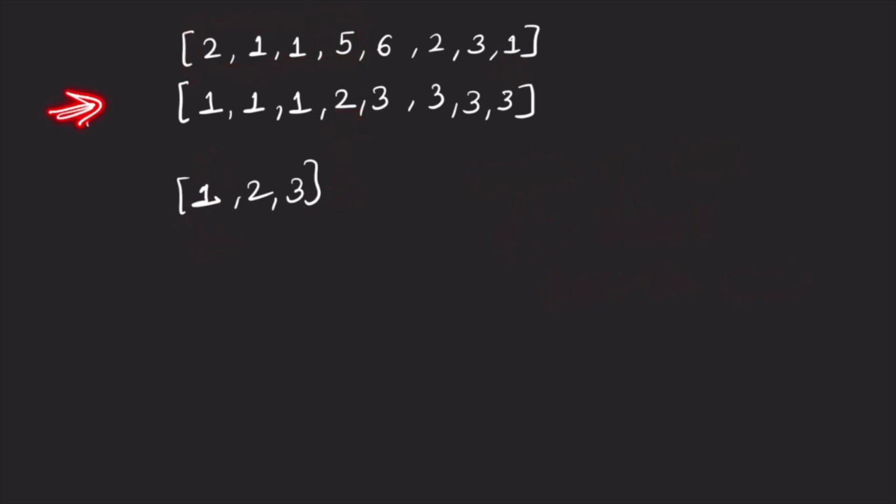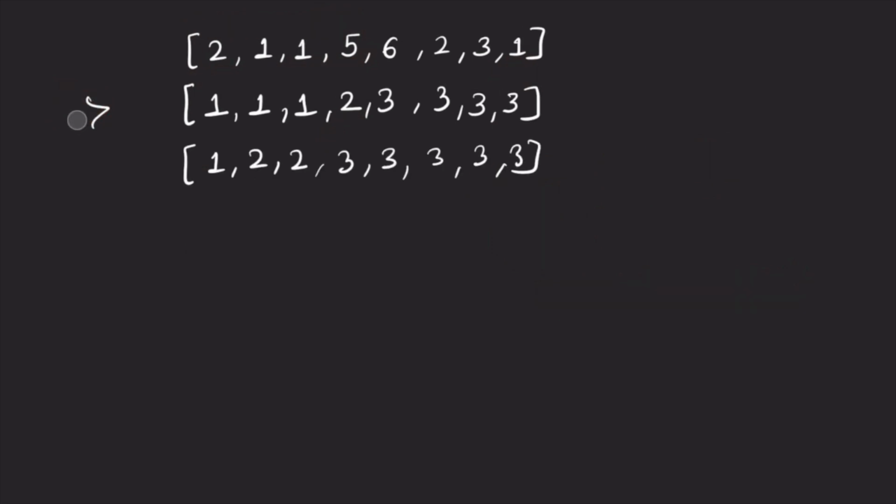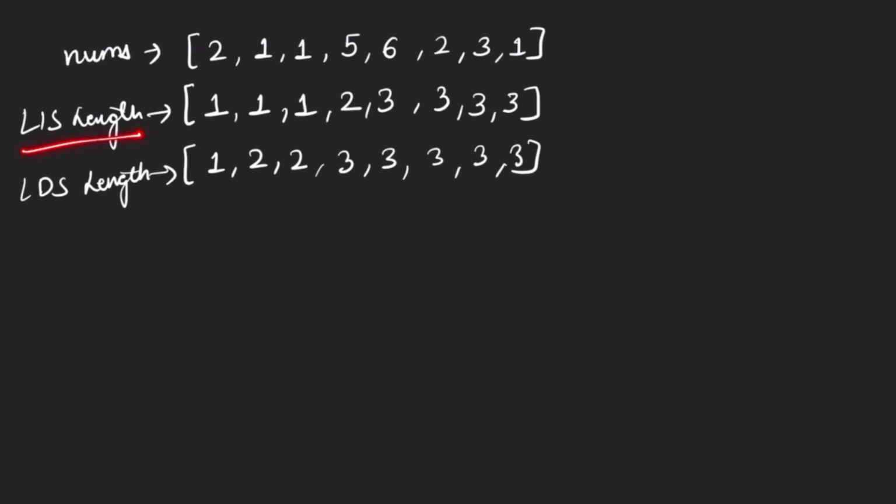Similarly, this we stored for LIS. Similarly, we will generate for LDS also. This is what you will get. So this will be your LIS lengths and this will be your LDS lengths. So now what all information do you have? This was your original numbers array. Then these are the lengths of LIS and these are the lengths of LDS. So for every element, you have these two pieces of information.